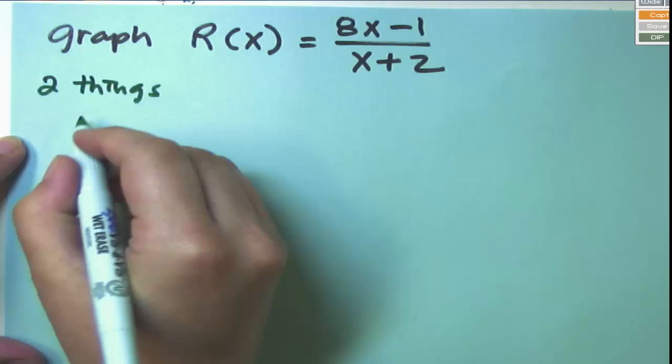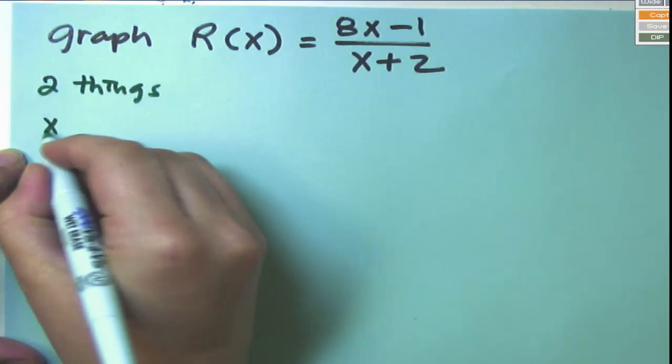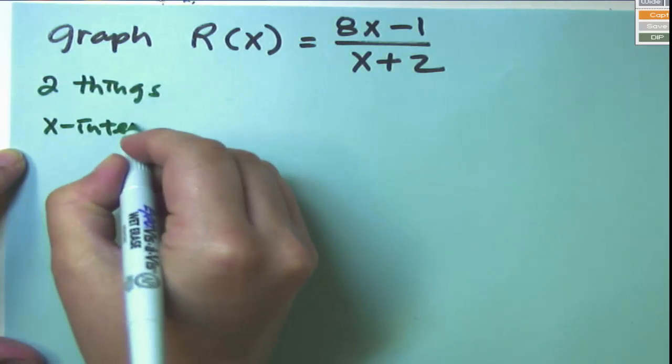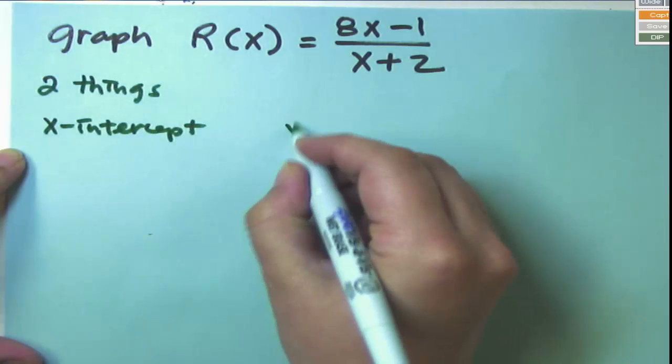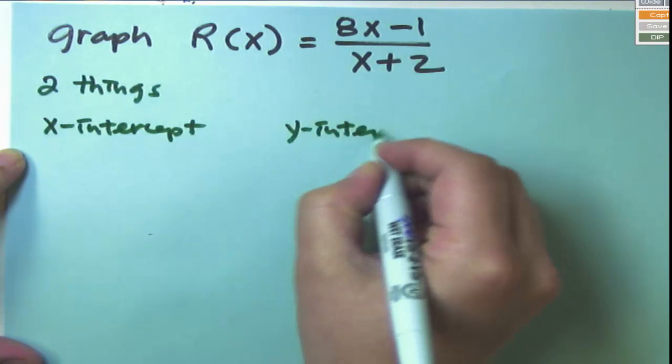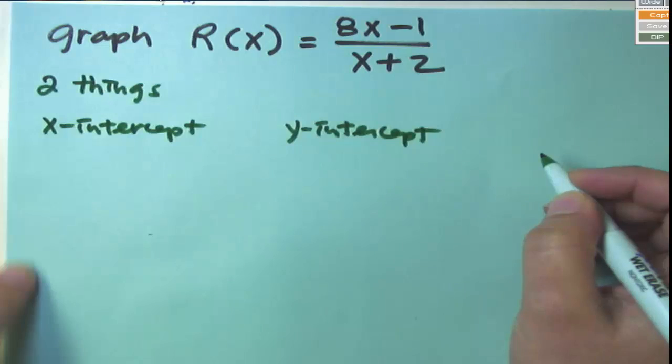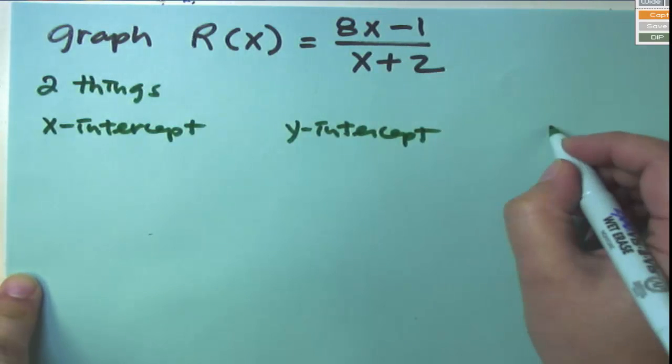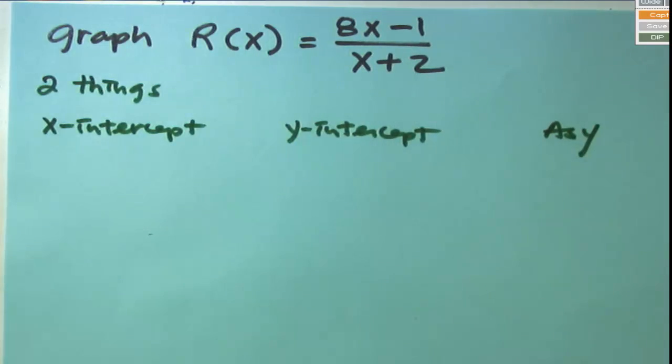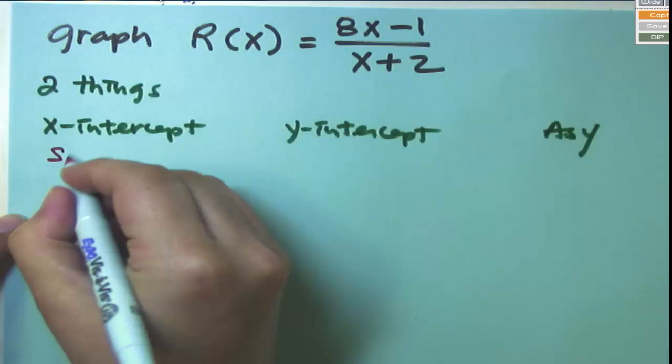The two things are you need intercepts, which include x-intercepts and y-intercepts, and you also need asymptotes. So let's find the x and y-intercepts first. To find the x-intercept, we're going to set y equal to 0, right?